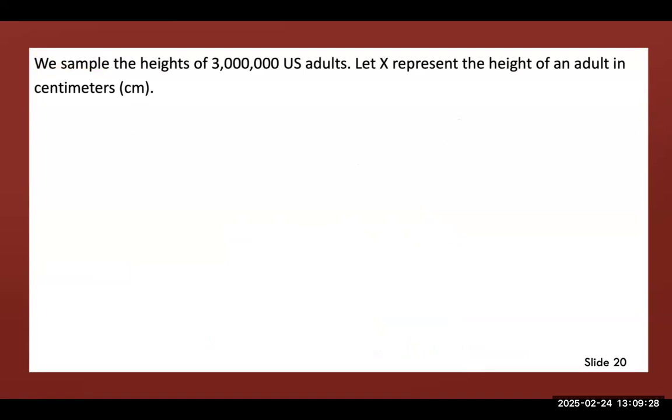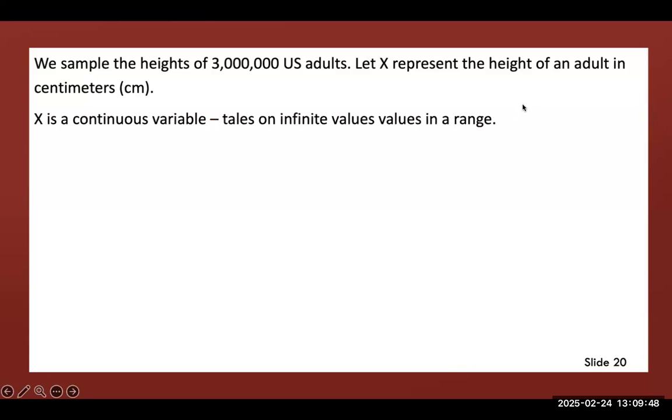And there's another type of distribution that's very common for continuous random variables that we'll see, and that is the bell curve. It looks like a bell. It's a symmetric graph. And so here's an example of it. Suppose we sample the heights of 3 million US adults, and X represents the height of an adult in centimeters. Notice that X is a continuous variable because height is something we measure, and somebody could be 180.3 centimeters tall. And because we measure, we're going to get infinite values.